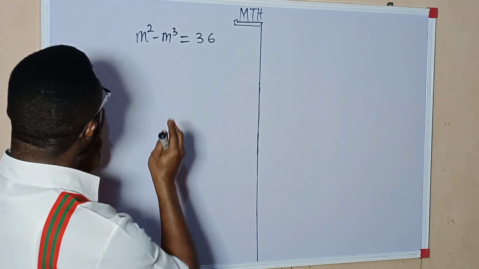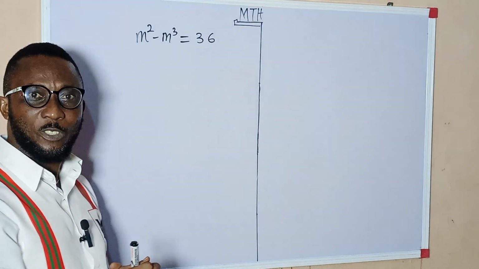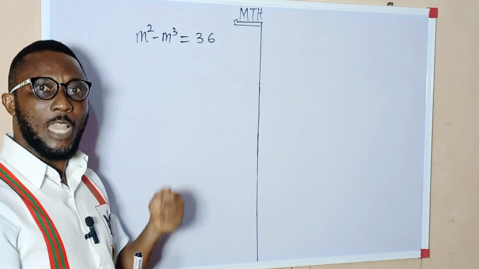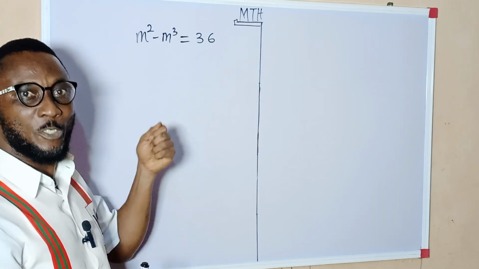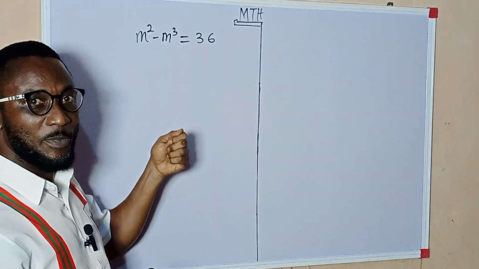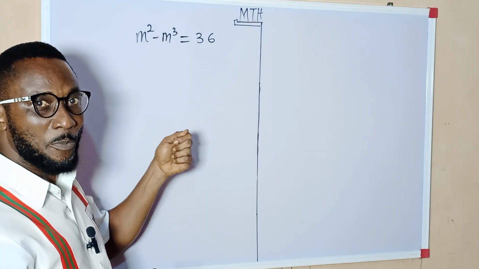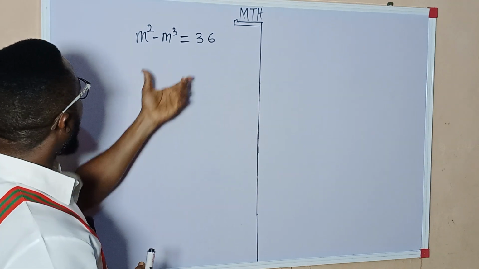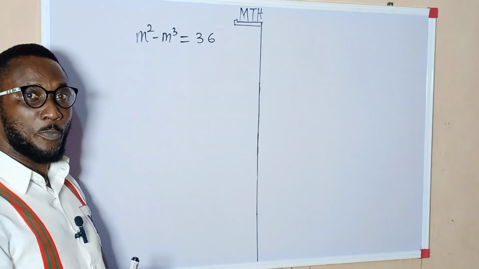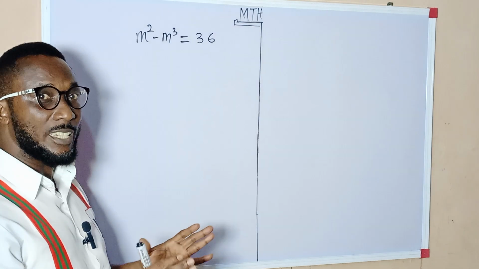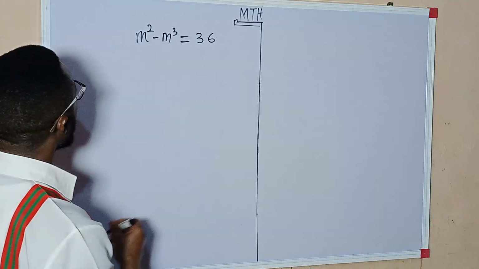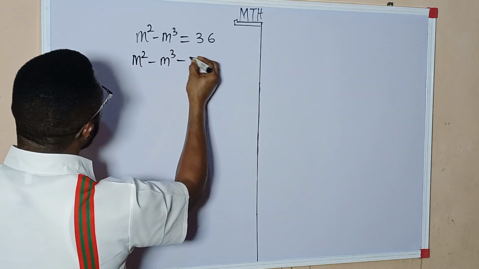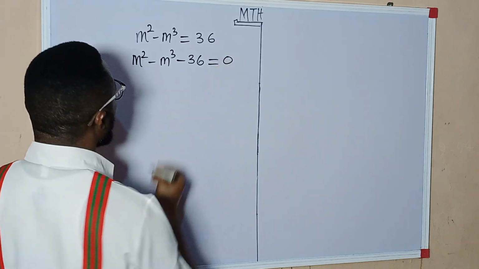So we are not going to solve this cubic equation in the manner that we know, because time is of the essence when you are attempting entrance examination problems of Ivy League universities in the United States. So I shall go ahead to factorize this problem completely without rearranging the polynomial. So we shall do that. So here we have m squared minus m cubed minus 36, everything equal to 0.